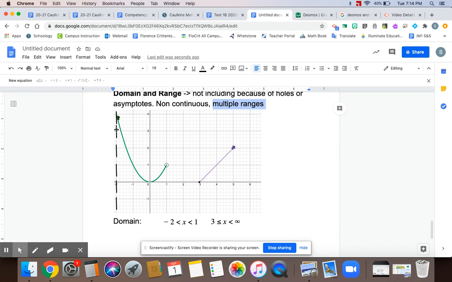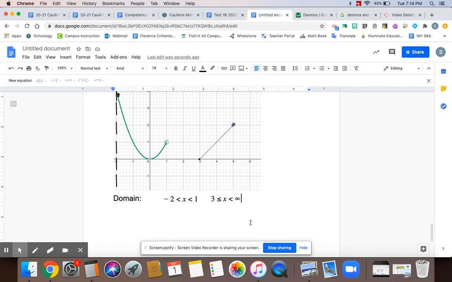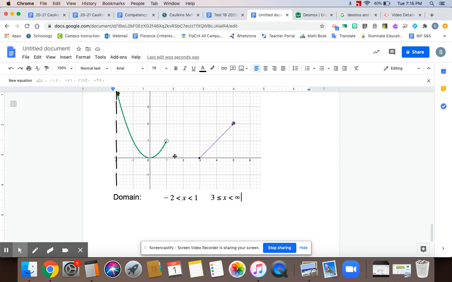All right. So because this graph is split up, non-continuous, meaning that there are multiple ranges. It's not like you can draw the whole thing without lifting your pencil. You'd have to lift it in order to draw this graph. So it's not a continuous graph. It splits up, which means that it has multiple ranges. And so there's 2 domains because at least with the x's, it got split up. However, with the range, there are not 2 ranges.